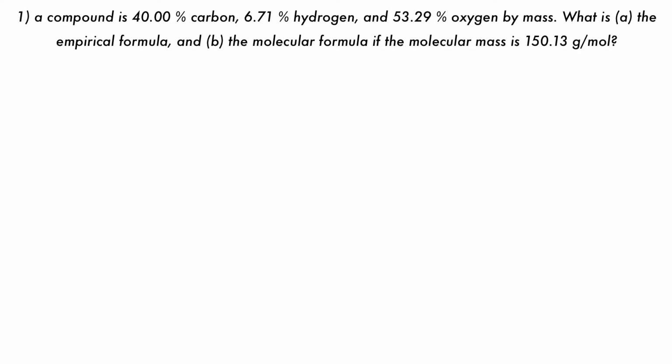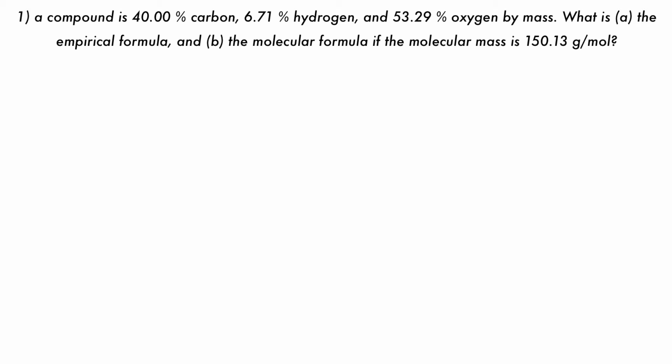Our first problem concerns a compound which is 40% carbon, 6.71% hydrogen, and 53.29% oxygen by mass. And we're asked to find the empirical formula first, followed by the molecular formula if the molecular mass is 150.13 grams per mole. So, since we're given the percent composition, we can just turn this into grams if we have 100 grams of our compound.